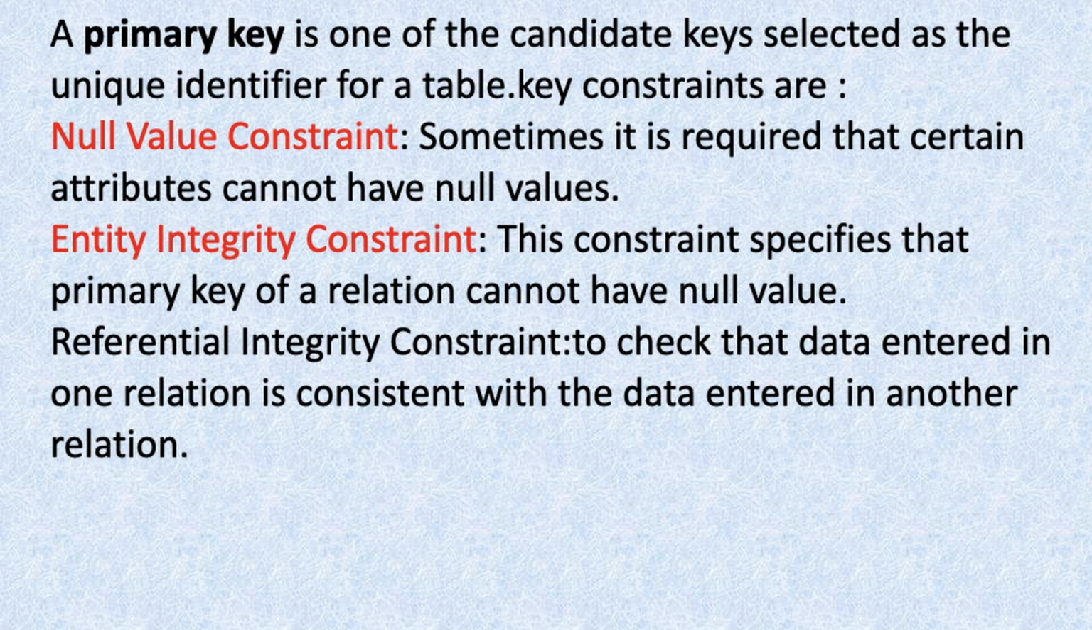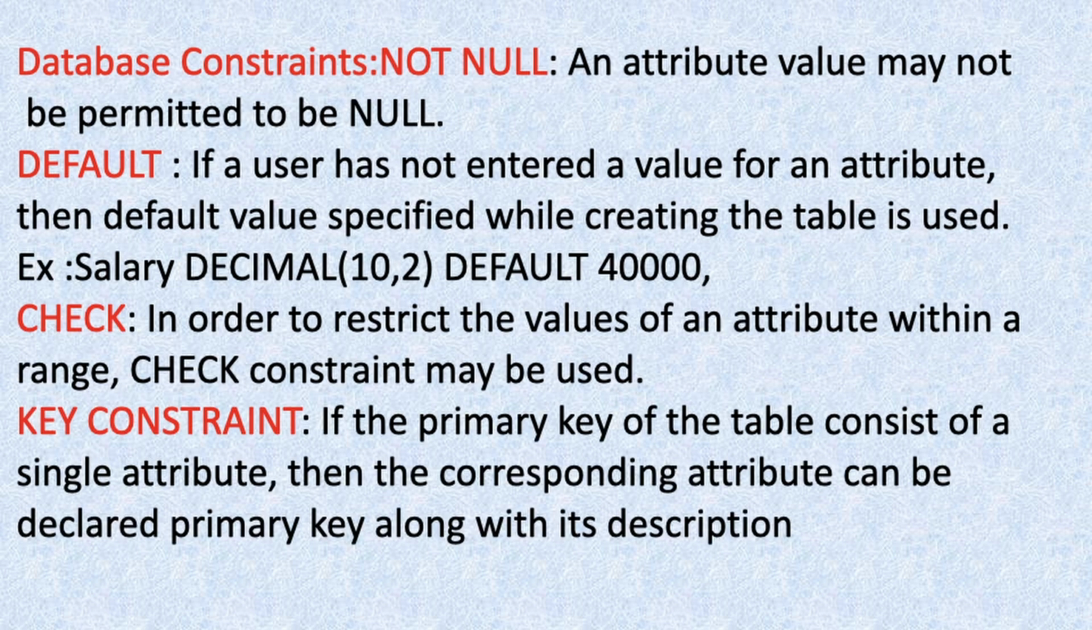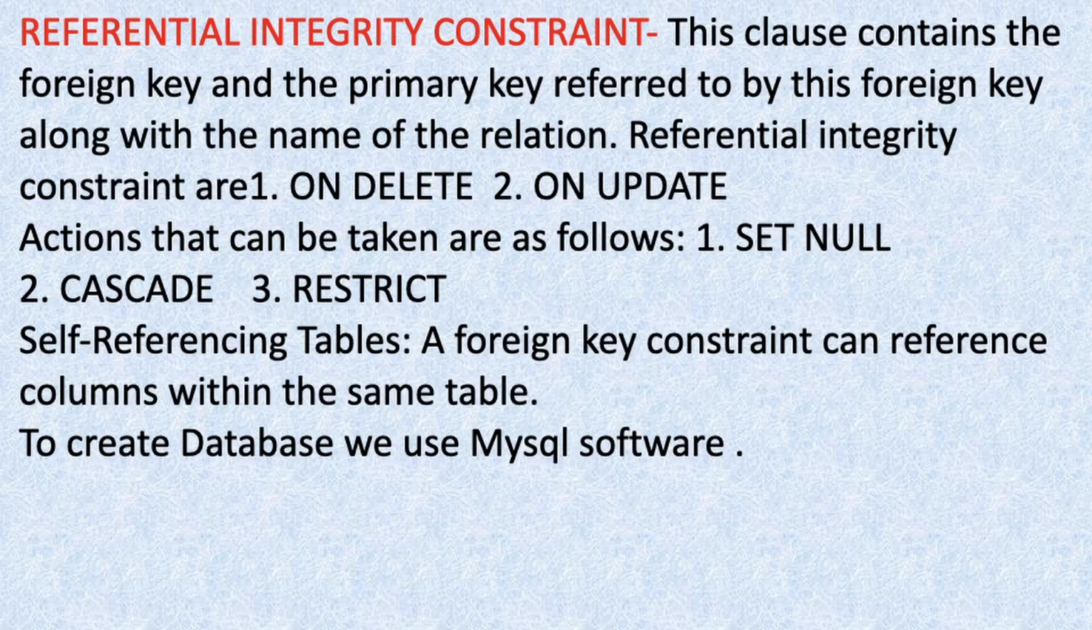There are null value constraint, entity integrity constraint, and domain constraints, which include not null, default, check, and key constraint. Referential integrity constraint has on delete and on update. It performs actions such as set null, cascade, and restrict. There is self-referencing of tables, which references its own table, columns in its own table.